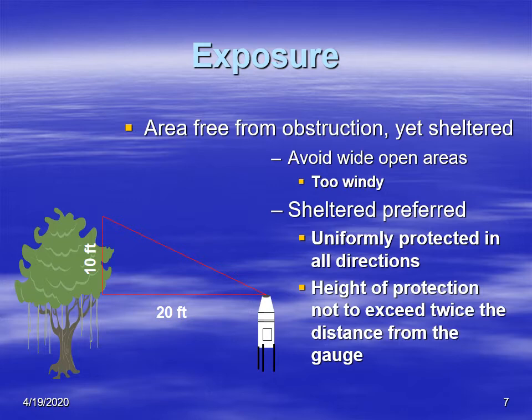On one hand, you want to have some sheltering because it protects the rain gauge from the wind in all directions. But on the other hand, if it's too close, then it's going to obstruct the droplets falling into the rain gauge. So the rule of thumb is that the height of the obstruction should not exceed half the distance from the rain gauge. In this example, the height of the object is 10 feet, so you don't want the rain gauge any closer than 20 feet to this tree. That's twice the height of the object.